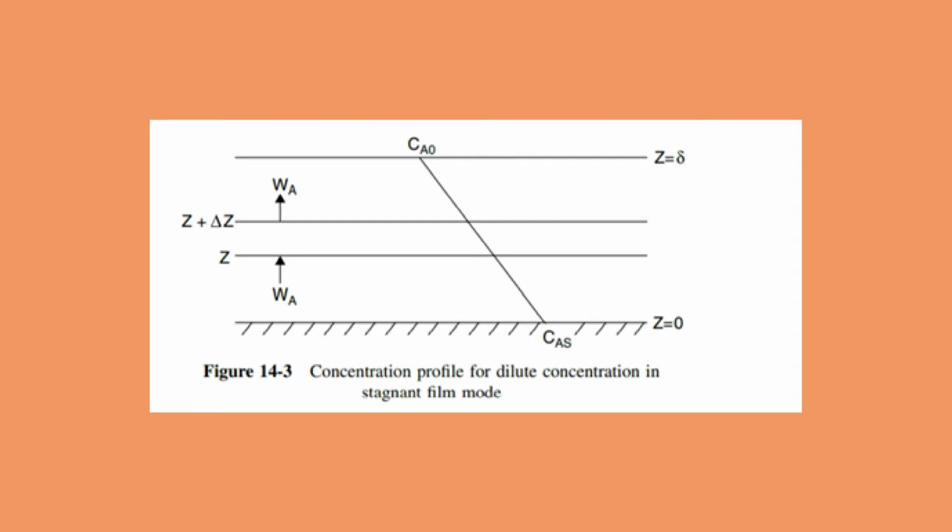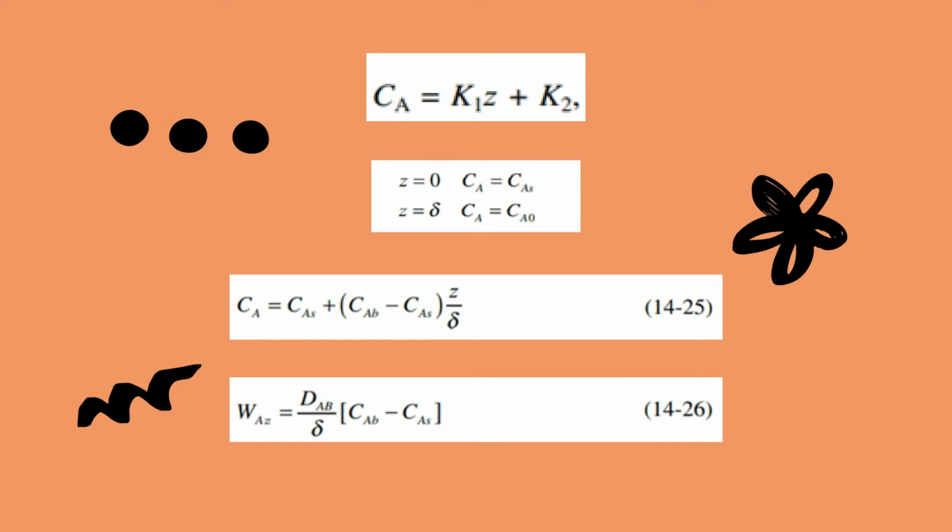So from the concentration C_Ab to C_As, with a reference of Z equal to 0 and Z equal to the small delta, we have the very fundamental equation, which is the flux W_Az equal to negative D_AB times dC_A over dZ. Simplifying this equation and integrating it, we obtain the formula C_A is equal to C_As plus the quantity of C_Ab minus C_As times Z over small delta.